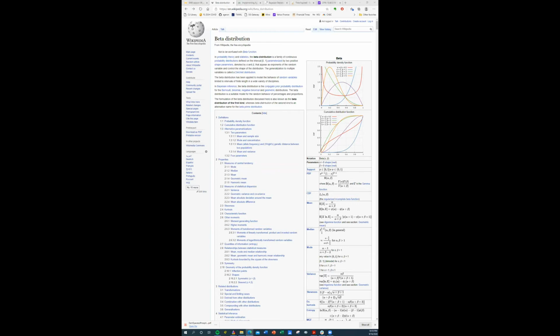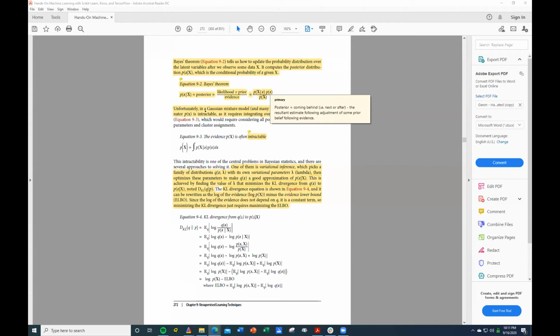But, oops, I'm not sharing the right screen. So, this is, you're not going to get an answer. But there are approximations that can be done.